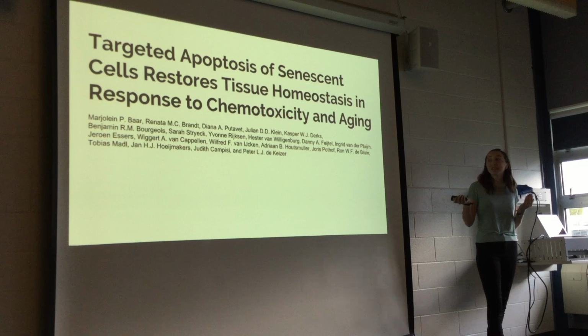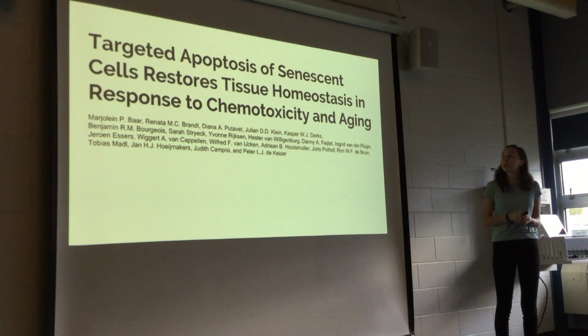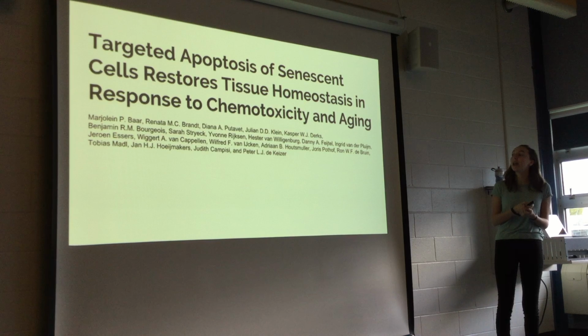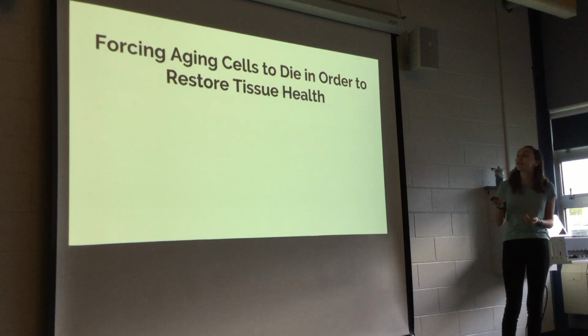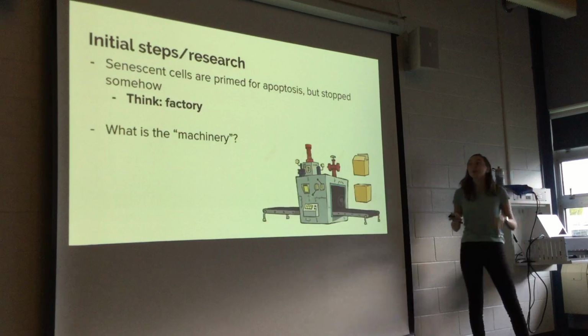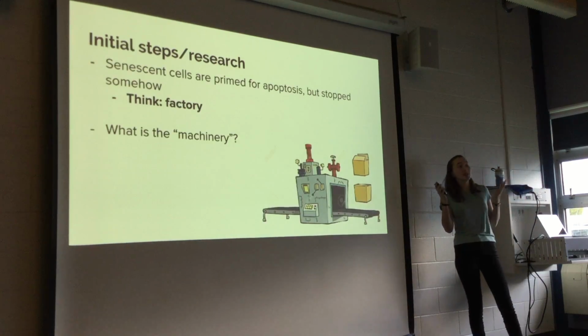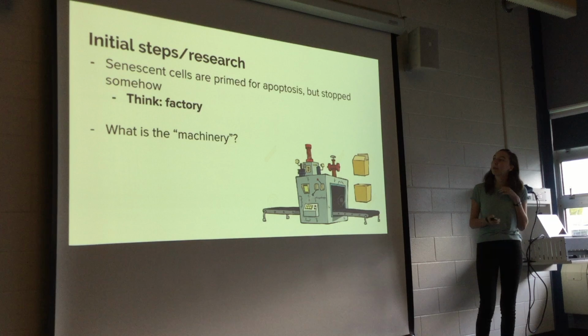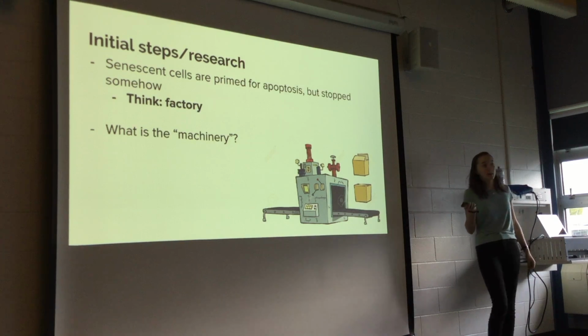Targeted apoptosis of senescent cells restores tissue homeostasis in response to chemotoxicity and aging, or in simpler terms, forcing aging cells to die in order to restore tissue health. So some initial research that they did before going into the paper, they found that senescent cells are primed for apoptosis, but they're stopped somehow.